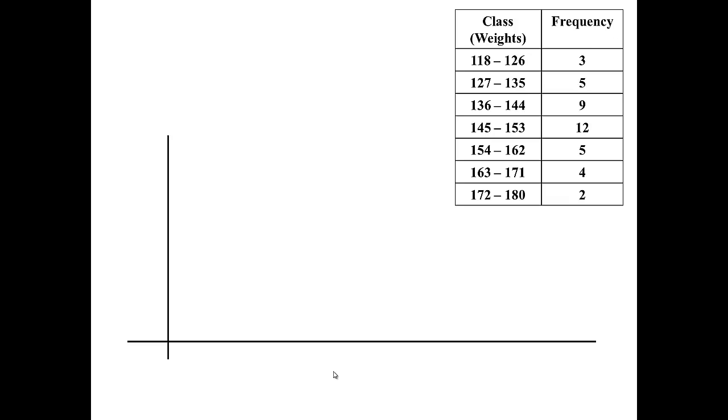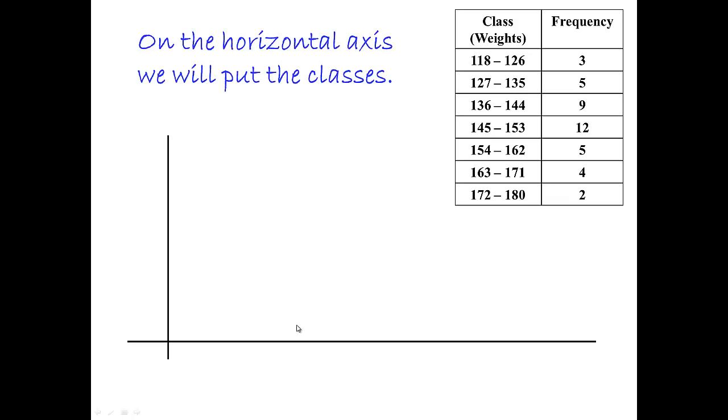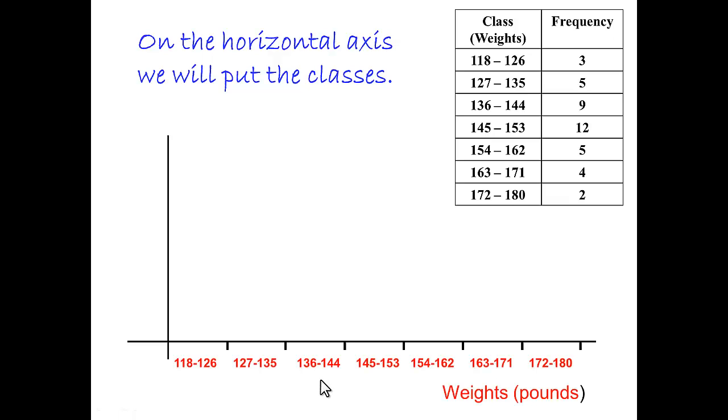Next, we will need a horizontal and vertical axis, which are drawn here. On the horizontal axis, we will put the classes. This does vary by teacher, so please check with your teacher as to the exact way he or she wants it done. I will do it the way Mrs. Borlaug wants it done and has done it since we are using her PowerPoint. Notice the labels of weights in pounds and the tick marks along the horizontal axis. And the classes then are listed as ranges in between the tick marks.